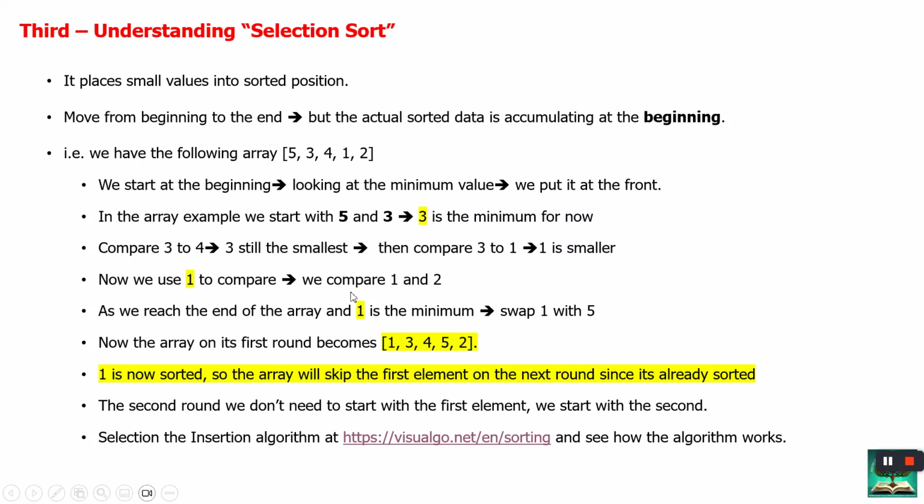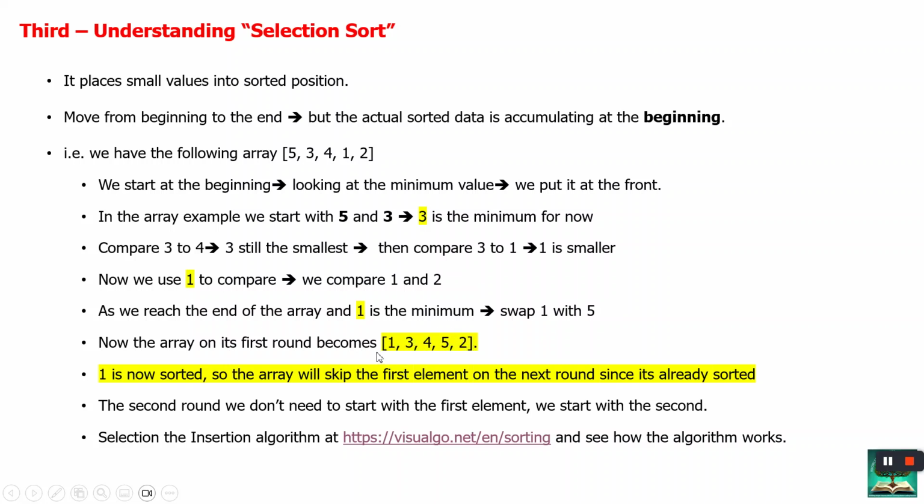So we go, we compare 1 and 2, and 1 is the smallest. Now we've reached the end of the array, so 1 is the smallest. Then at that point, we swap 1 with 5. We started with 5 as the smallest, but when we went through the entire array, we found out that 1 is smallest, so we replace. So the first round of our array will go 1, 3, 4, 5, and 2.